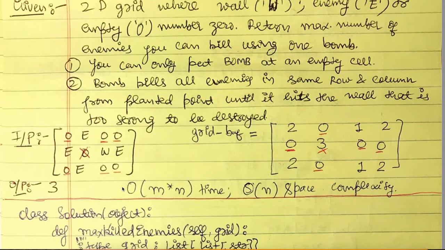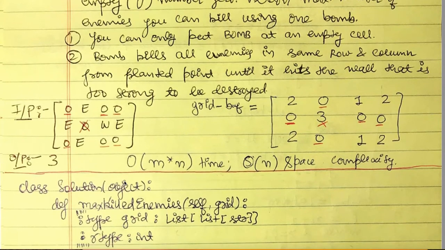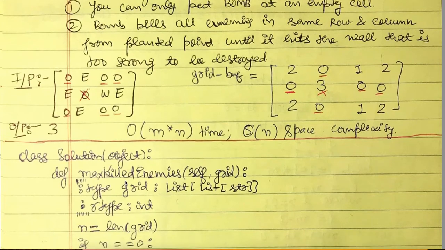So the two conditions: the walls are never destroyed, and there is just one bomb to be placed at one of the empty spaces. We have to find the maximum number of enemies which can be killed, and we don't have to find the place where we can place the bomb, but we can find the index as well on the grid. So let's say we have an input here with 3 rows and 4 columns.